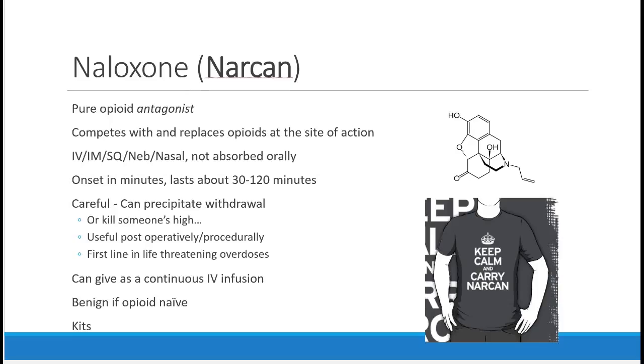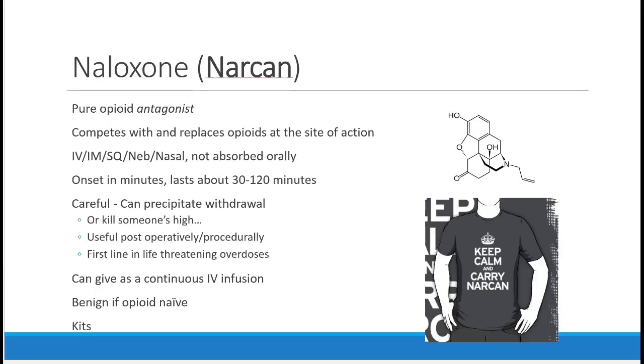If you gave this to somebody who doesn't have any opioids in their system, they aren't going to notice anything. It has no other effects, no side effects or anything. It's just an antagonist. There's kits available for people to take home. So if you have patients you work with who have a history of opioid addiction, a kit's a good thing to give. It's a naloxone kit where they can withdraw it.